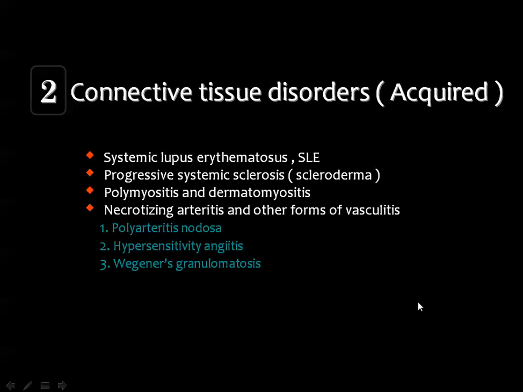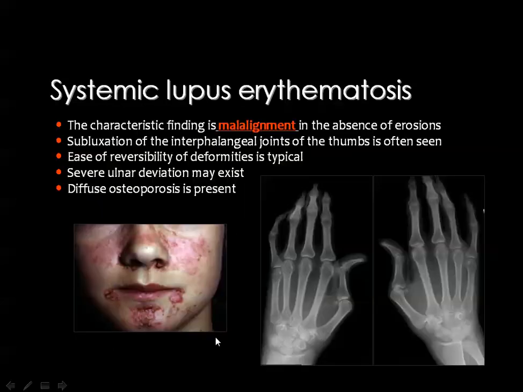Then we have finished with the first group of polyarthritis of unknown etiology. We came to the second group of arthropathies, which are the connective tissue disorders that are acquired. And here we want to discuss systemic lupus erythematosus and progressive systemic sclerosis, or scleroderma. There are other forms that will not be discussed in this topic.